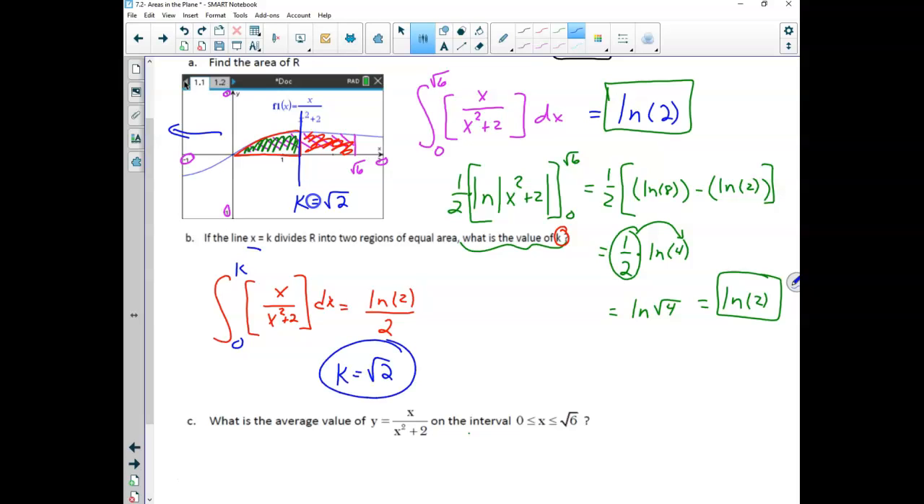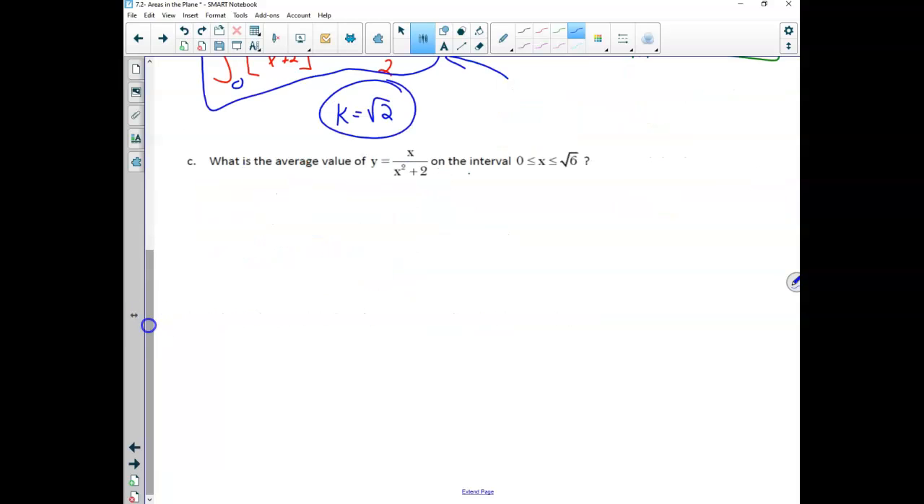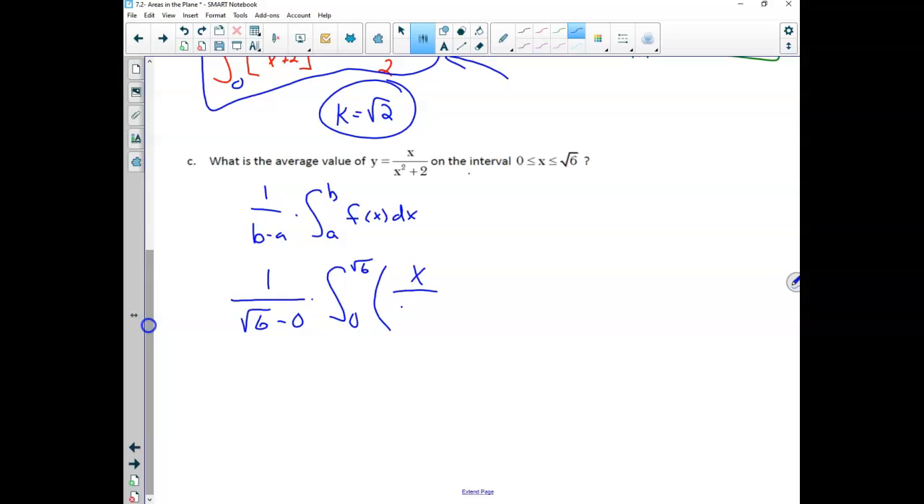They're going to be looking for that answer, and they're going to be looking for your setup, 2 points a pop. Okay? And I'm going to do this one algebraically just because it's fun in a second. And then this last one here, what is the average value of that? Well, that's the average height, remember. That is just taking my 1 over b minus a times the integral from a to b of my f of x dx. Well, that's going to give me 1 over the square root of 6 minus 0 times the integral from 0 to the square root of 6 of x over x squared plus 2 dx.